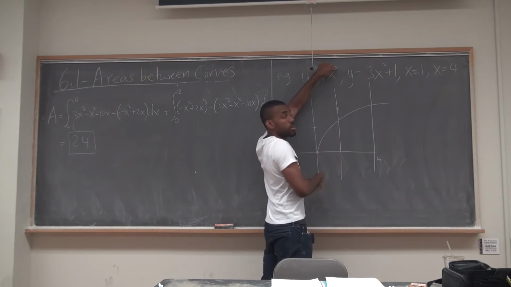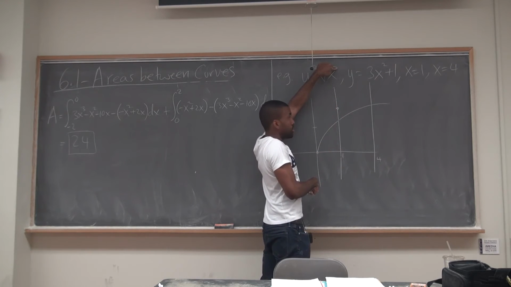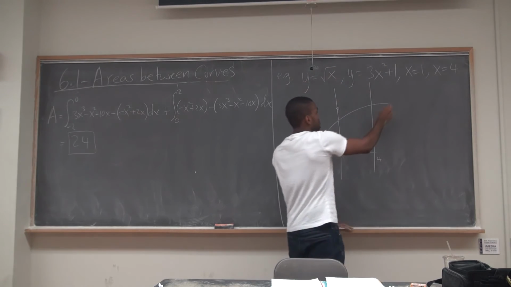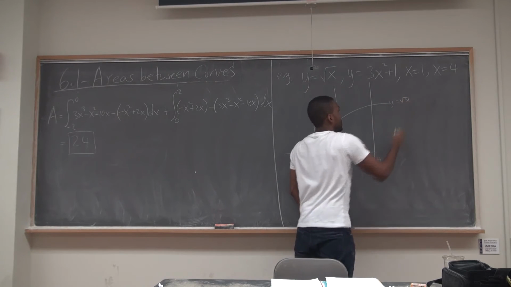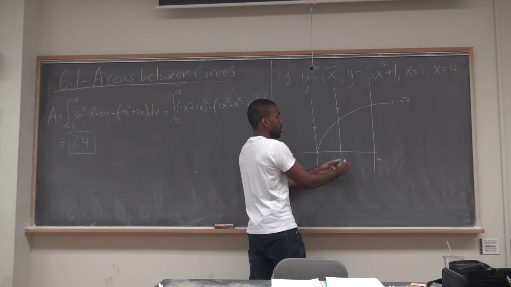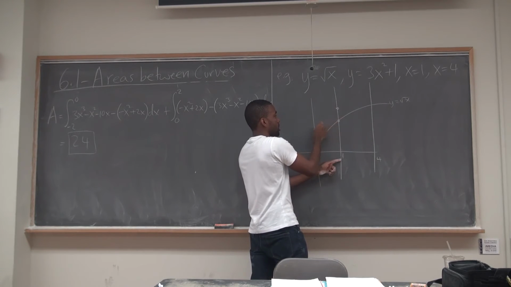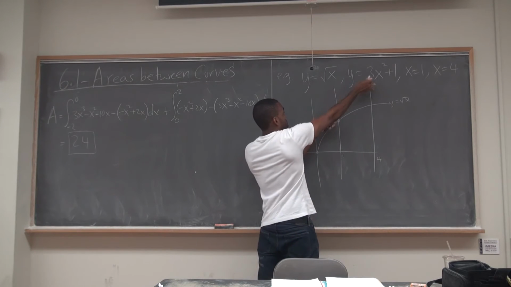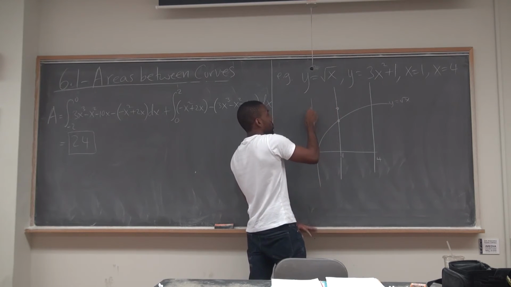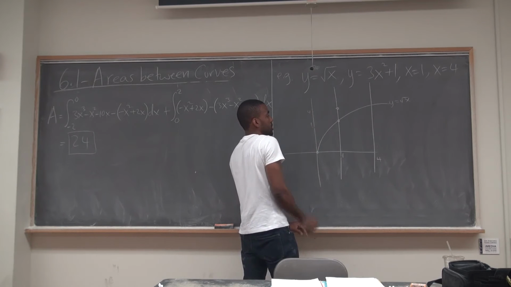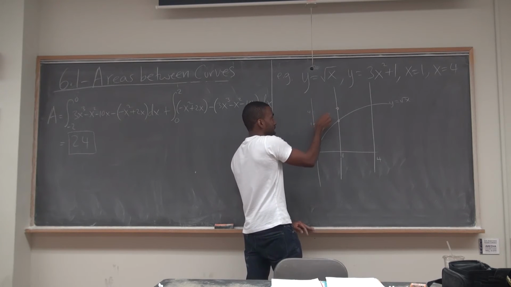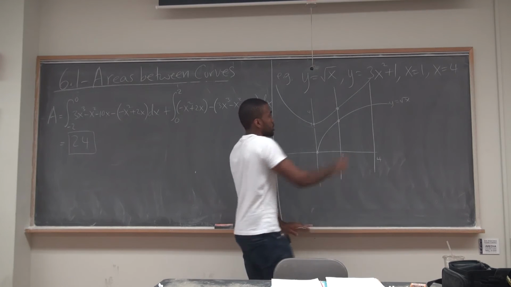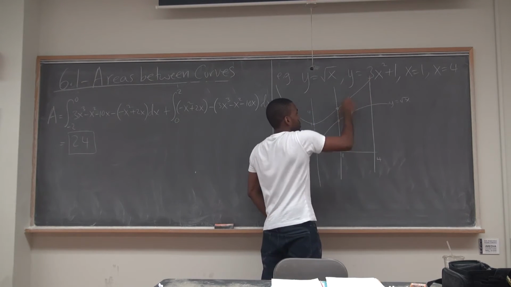Wait, repeat what you just said. This is y equals radical x, right? When my x is 1, it's going to intersect at 1. Whereas if I plug in x equals 1 into the parabola, it's going to intersect at 4. So the parabola, I know, goes like this, right? It stays above. So what I end up with is this region here.